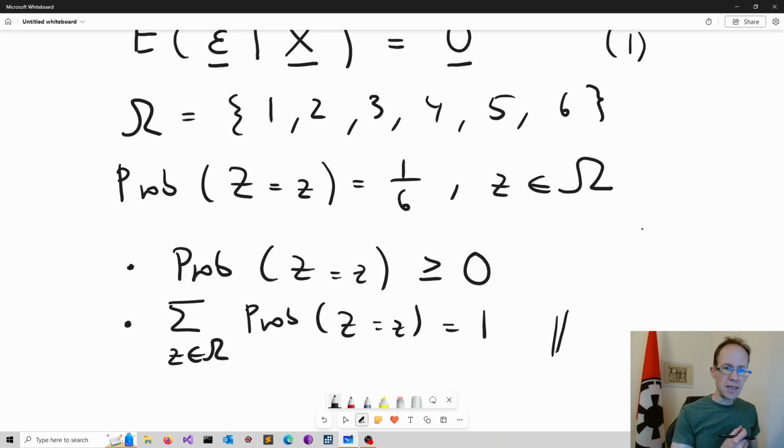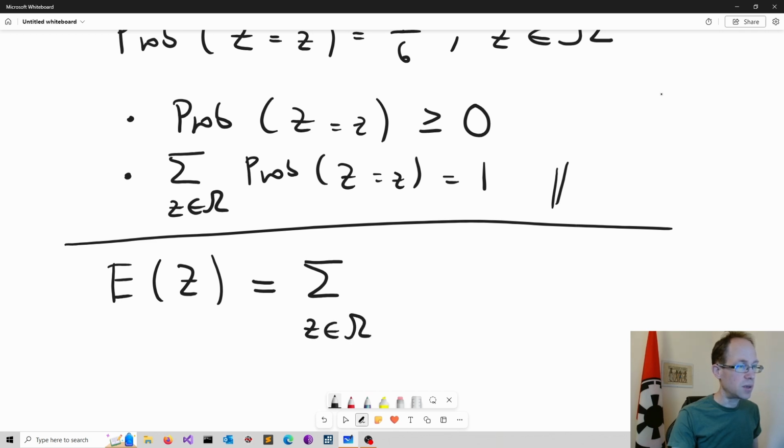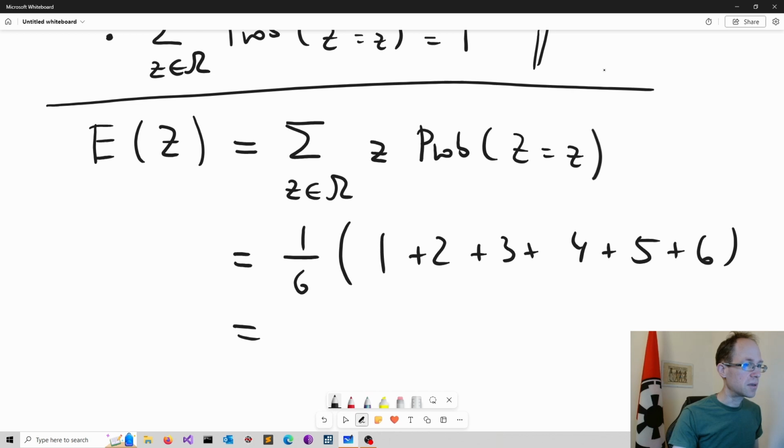Now, taking the expectations operator yields the following. So I take the expectations operator for my random variable Z. In this case, Z is a discrete random variable. So that means I sum over all the sets in my state space the outcome Z times the probability that this set occurs. Now in our example, this is quite straightforward. We have all the same probability here, and then it would be just the sum of the outcomes. And I should get 3.5.